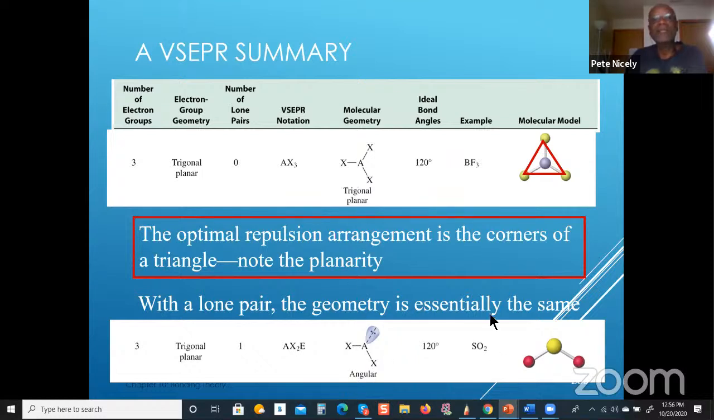But the shapes of the molecule themselves would be different, right? An example of this would be sulfur dioxide, where if you look at the Lewis structure for sulfur dioxide, let me see if I can draw it up here.